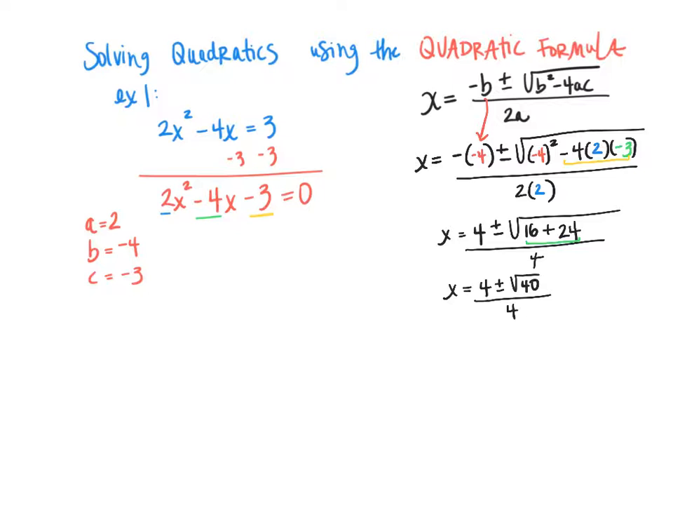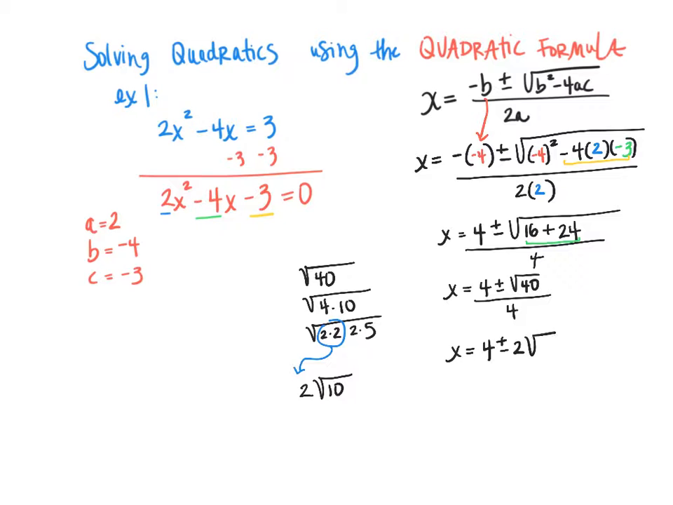Well, as a review, do we remember how we simplify the square root of 40? Back from chapter 11, we either looked at perfect square numbers or we did prime factorization. So this will break down into 2 times 2 times 2 times 5 if you're doing prime factorization. You have to have a pair in order to bring 1 out. That's really kind of the definition of what a square root is. So square root of 40 simplifies to 2 root 10. So we're going to write this x is equal to 4 plus or minus 2 root 10 all over 4.